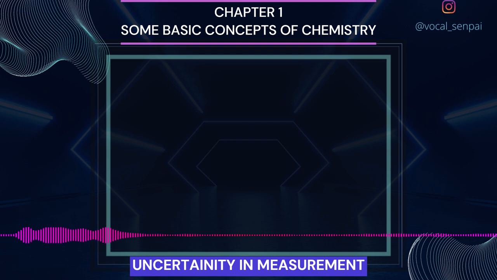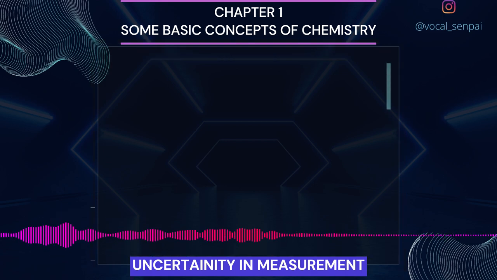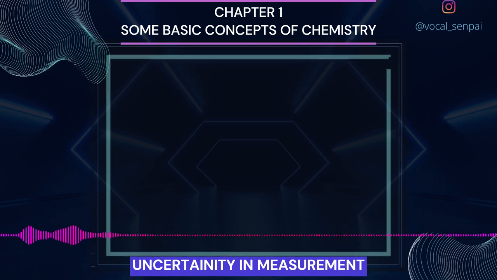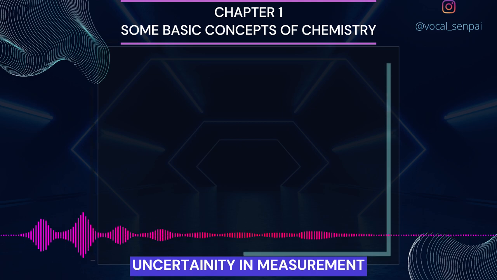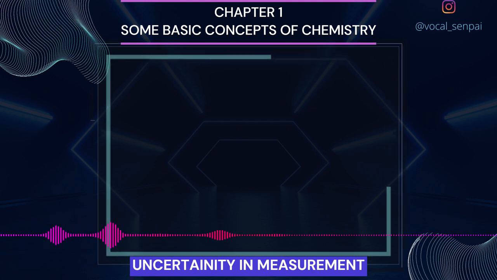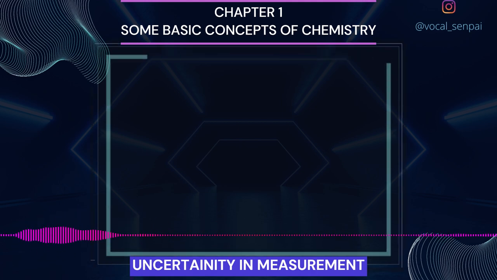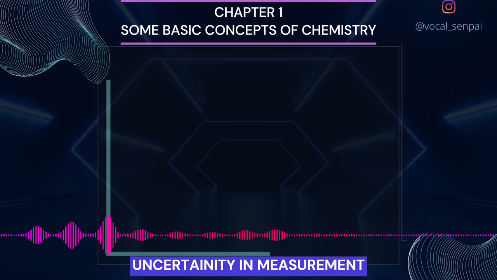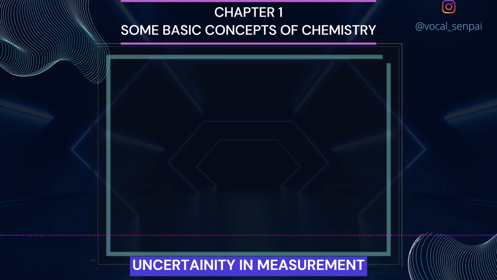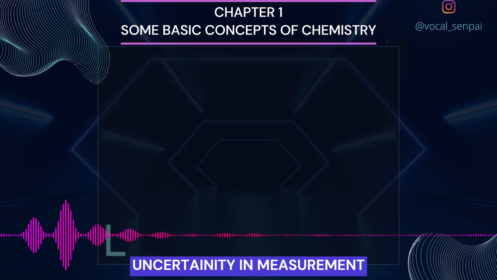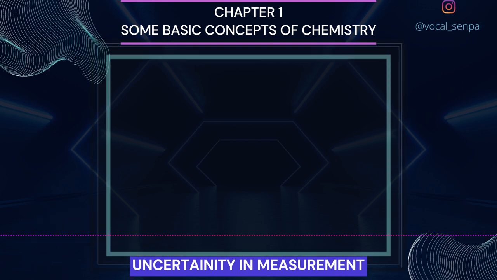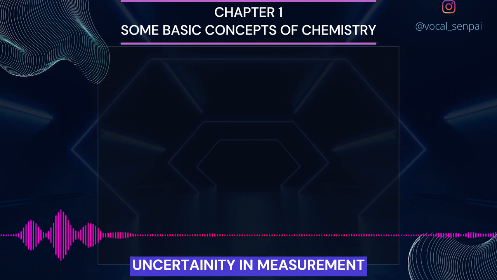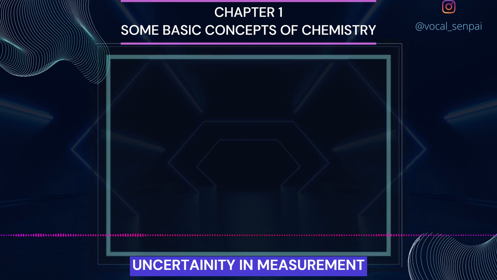2. Zeros preceding the first non-zero digit are not significant. Such zeros indicate the position of the decimal point. Thus, 0.03 has 1 significant figure and 0.0052 has 2 significant figures. 3. Zeros between two non-zero digits are significant. Thus, 2.005 has 4 significant figures.